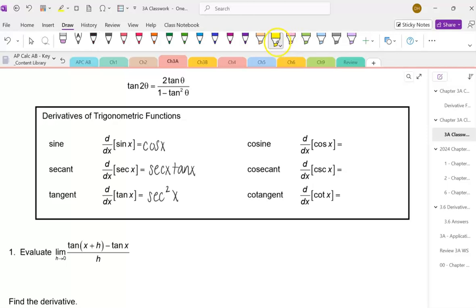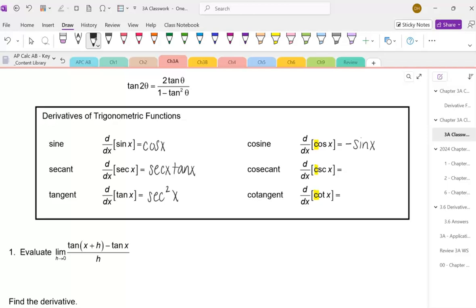Okay, so to start with, every single one of these, when you take the derivative of anything involving a c, it's always going to be negative. So the derivative of cosine is actually going to be negative sine. So these are the reverse of each other. Sine and cosine becomes each other, except for every time you take the derivative of cosine, because it starts with a c, it's going to be negative.